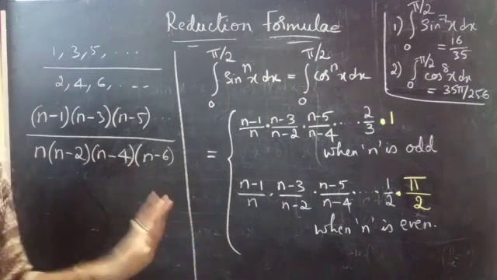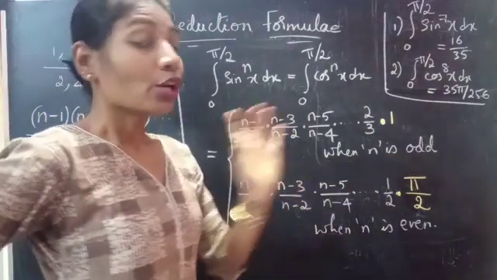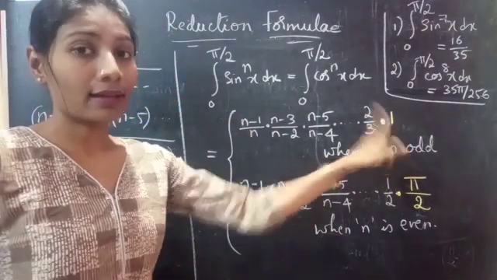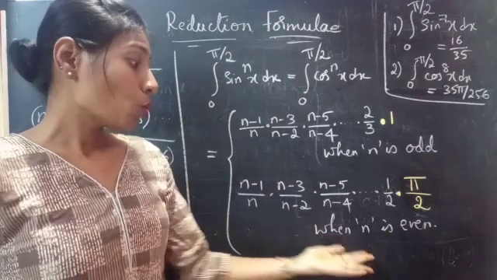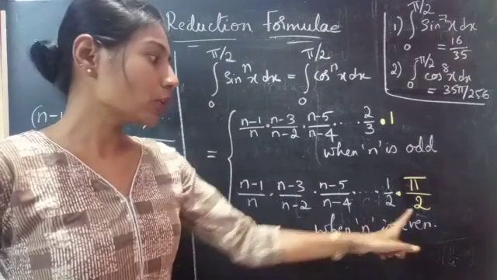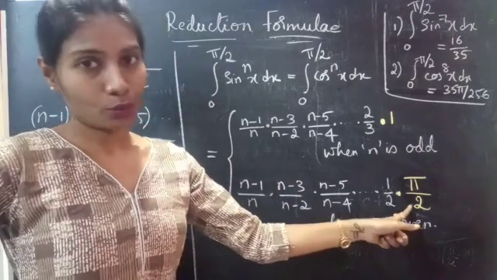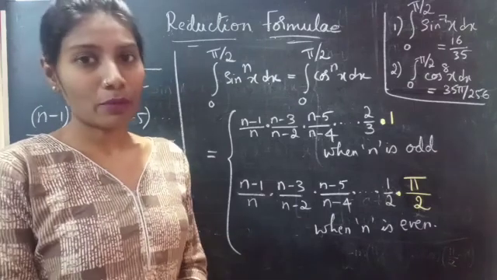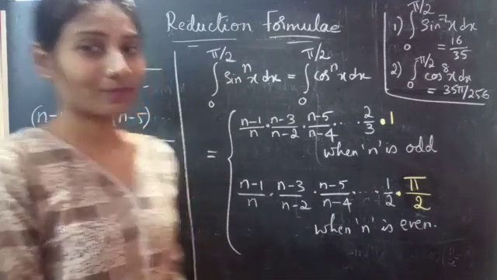But when n is odd, you will include 1 as the multiplying factor. When n is even, you will include pi by 2. Let's see some example problems so that you will understand it better.